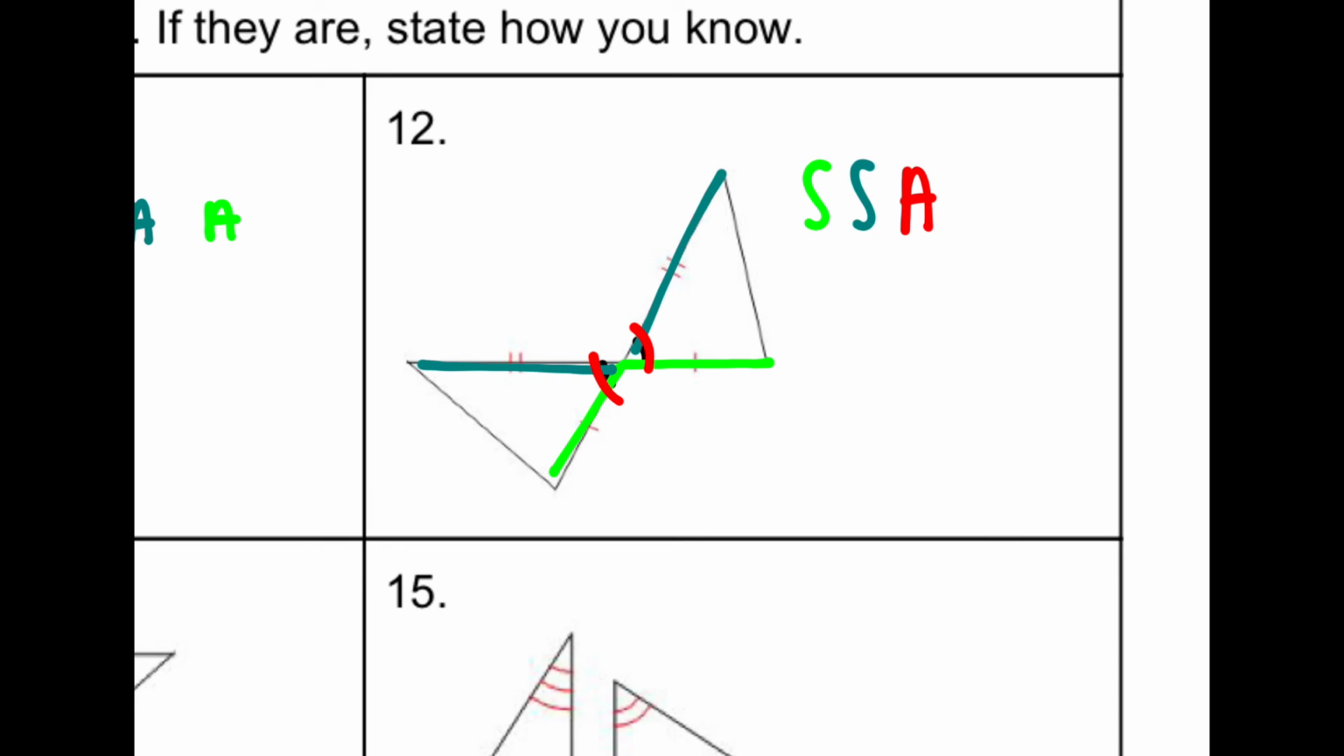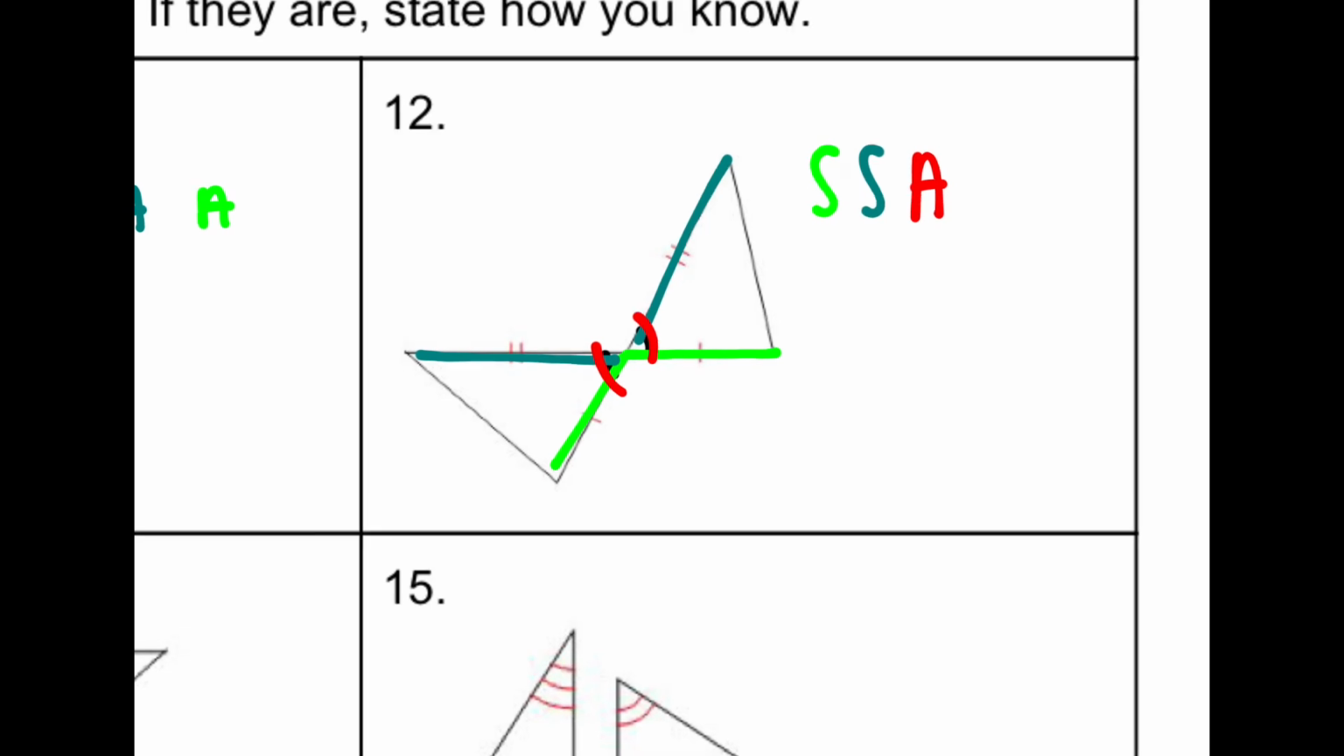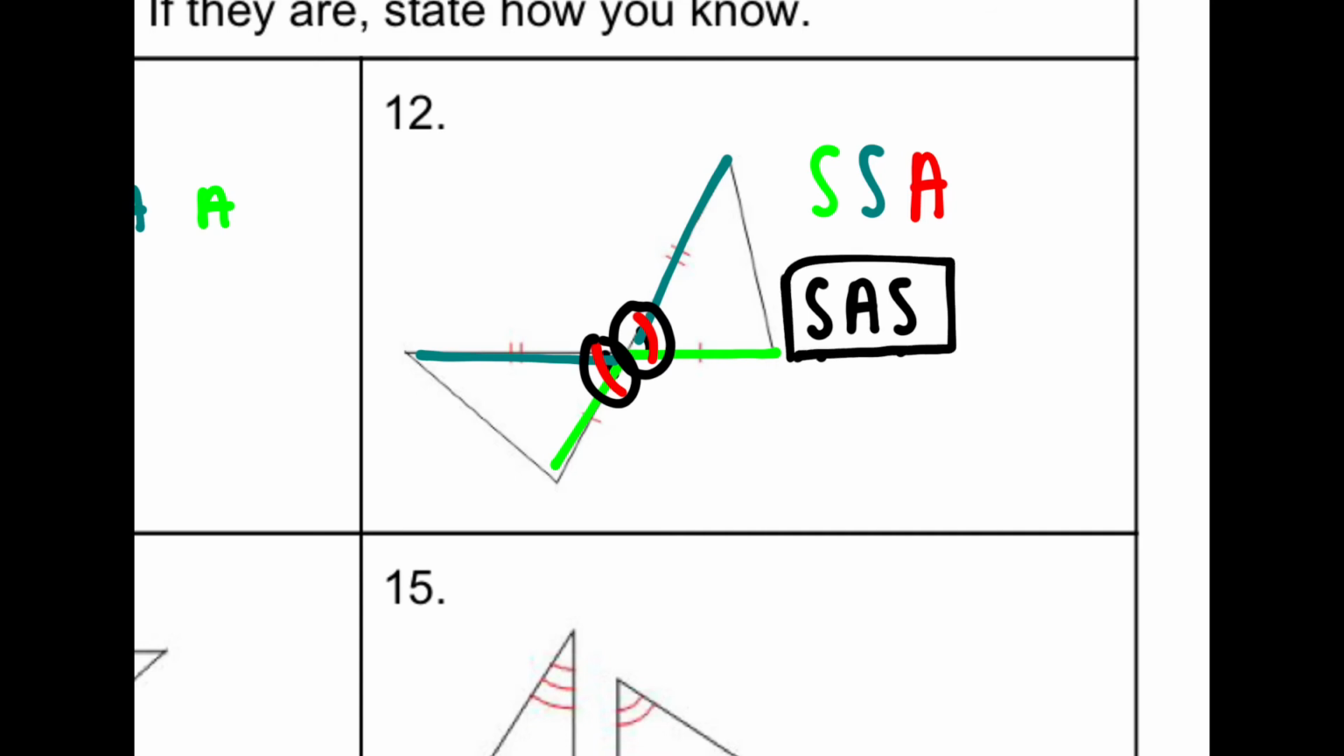So that means I need to look at the placement of the angle. If you notice, your angle is between the two sides. So that means when I list it out, the angle needs to be between the two sides. These triangles are congruent, and they're congruent by side, angle, side.